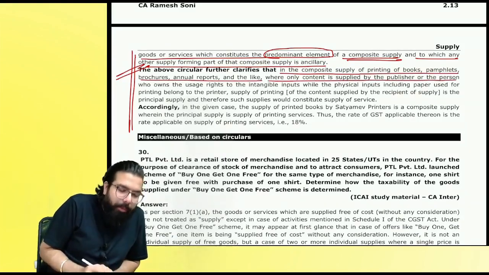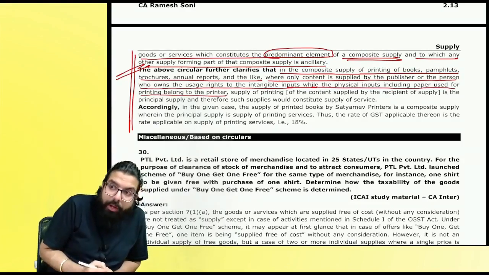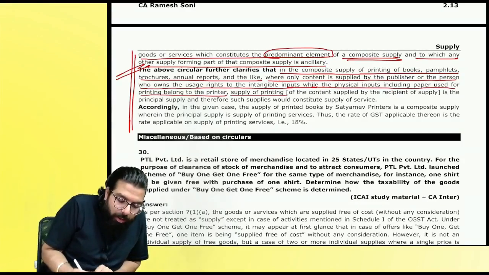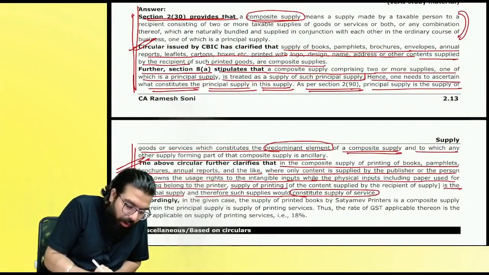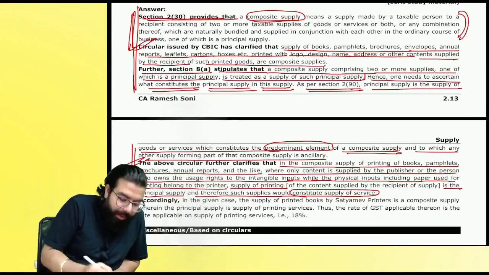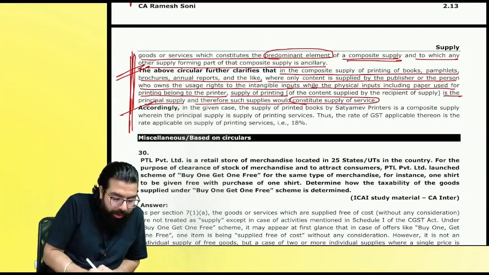The above circular further clarified that in the composite supply of printing of books, pamphlets, brochures, etc., where only content is supplied by the publisher or the person who owns the usage right to the intangible input, while the physical input, including paper used for printing, belongs to the printer, supplying of printing is the principal supply, and therefore such supply will constitute supply of service. So they have written about what is a composite supply, the full circular, and then the conclusion.